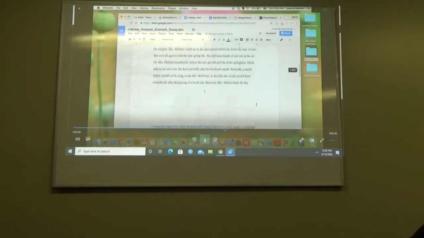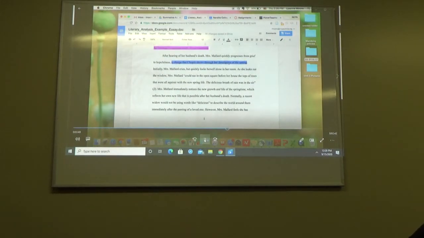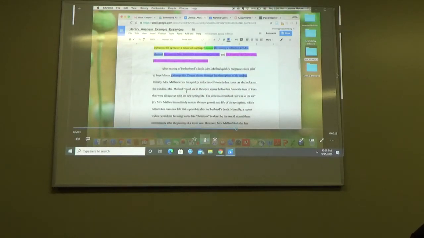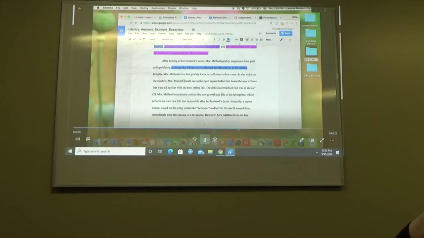So in this body paragraph, the author is doing a couple of things. She's giving evidence and explaining her evidence for this first reason. So why does she think that the setting proves that the nature of marriage is oppressive? Okay, so we have a direct quote here, and you'll notice the quotation marks before and after, and then the in-text citation. Now you'll notice that really it should have the last name of the author and the page number. So that's the MLA citation. So this is her evidence.